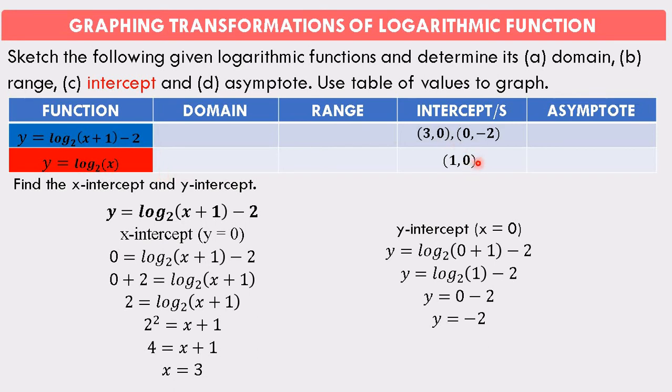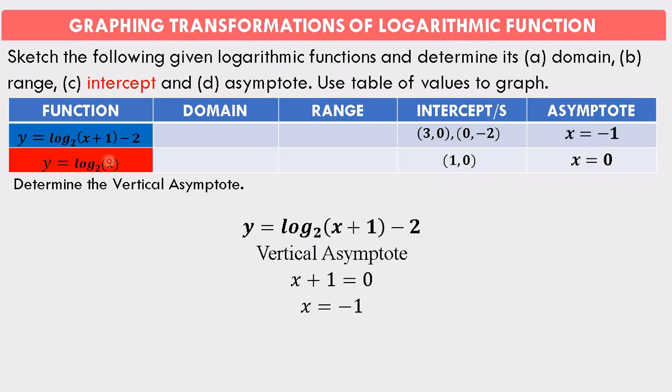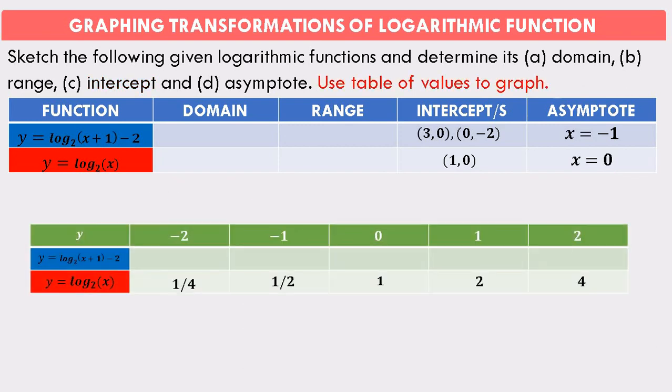Okay, next, the asymptote. So for the first function, we have an h value of -1, so the asymptote is x equals -1. While for the second function, we have no h value, so the asymptote is x equals 0. Okay, then construct a table of values. So we have the assumed x values, -2, -1, 0, 1, and 2. Substitute them to the function to obtain the y values that we need. Okay, so substitute, we have this pairing. For the first function: (-2, 0), (-1, 1), (0, 3), (1, 7), and (2, 15). And for the second function, we have (-2, 1/4), (-1, 1/2), (0, 1), (1, 2), and (2, 4).